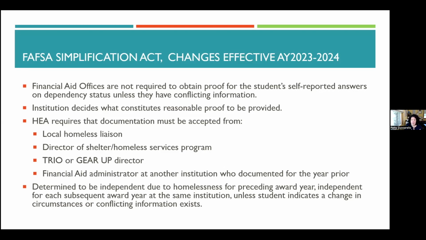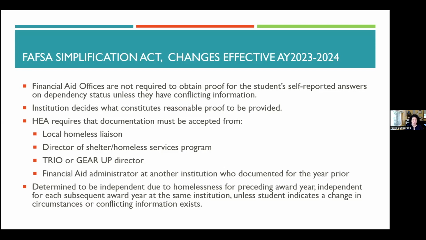It also requires that some of these are now absolutely valid forms. In previous iterations, these were not always widely accepted, perhaps, but now, when we say evidence from a local homeless liaison, from a director of a homeless services program, from the director of TRIO, all of those can actually be accepted as documentation. Before, those were optional institution by institution, and now under the simplification, those are all documentation forms that must be accepted instead of leaving it institution to institution.